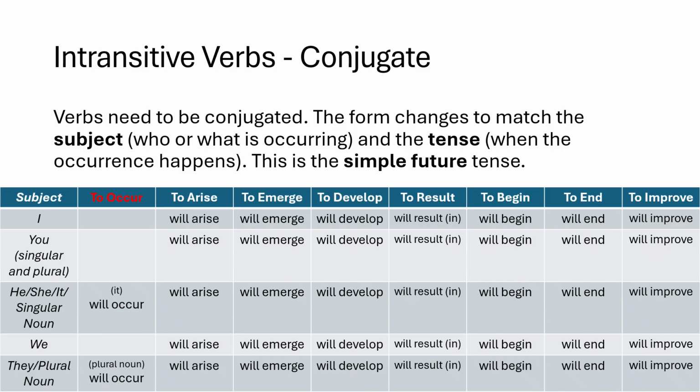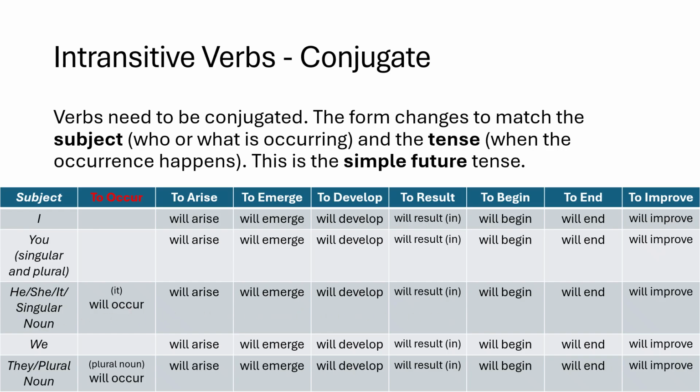Verbs need to be conjugated. The form changes to match the subject, who or what is occurring, and the tense, when the occurrence happens. This is the simple future tense. I will read the verb conjugations to you. Notice that in the third person, he, she, it, or a singular noun, the verb does not change its form. It does not have an S at the end.